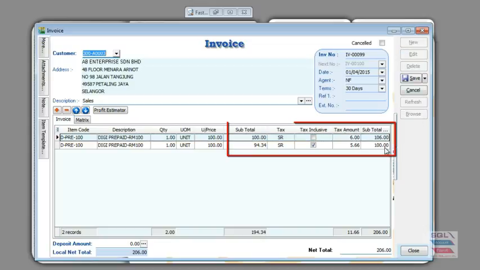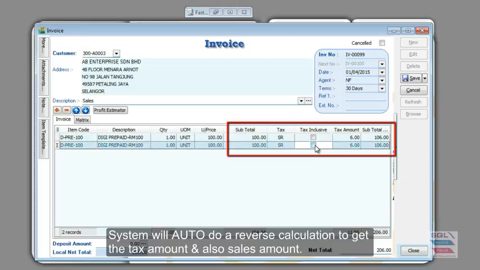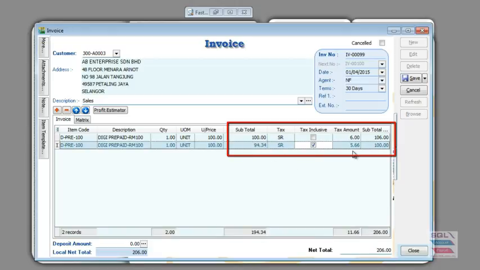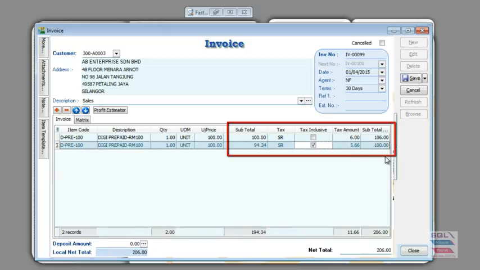But on item number 2, the 100 ringgit itself is the net sales value that already includes tax. Therefore, the system will need to auto reverse the calculation when you tick it, to get a lower sales value and a tax amount. The reason is because clients still need to pay tax on tax inclusive. It's merely the business reducing the sales value to absorb the tax amount for the client, so that the client will get the 100 ringgit as a net sales value.